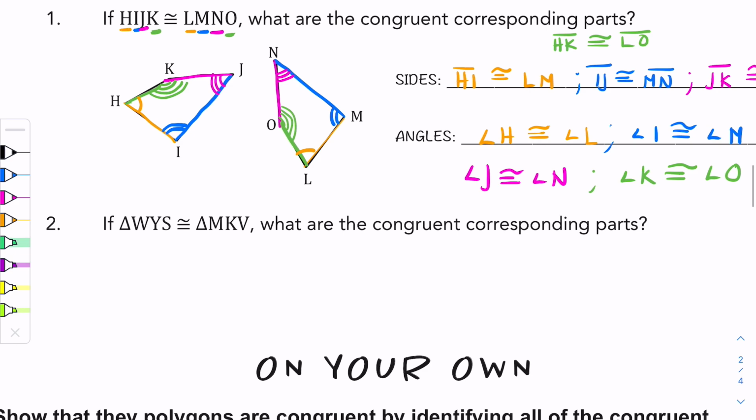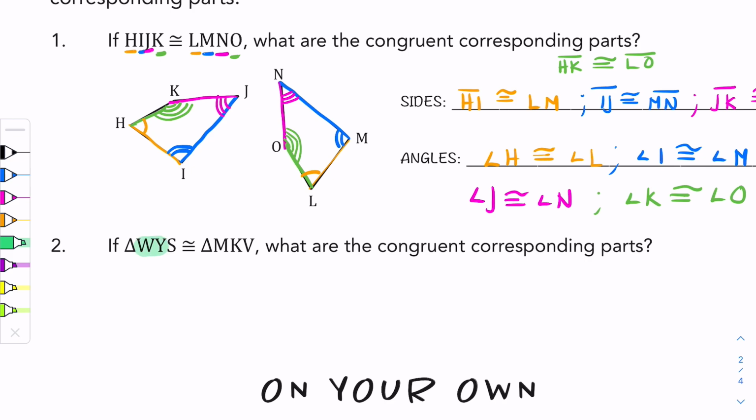For the next question, we are asked to identify the congruent corresponding parts of triangle WYS and MKV. So I did not give you a model for number 2. You should be able to work right from the statement. So I'm going to start with WY and MK for sides. Next we would have YS and KV.